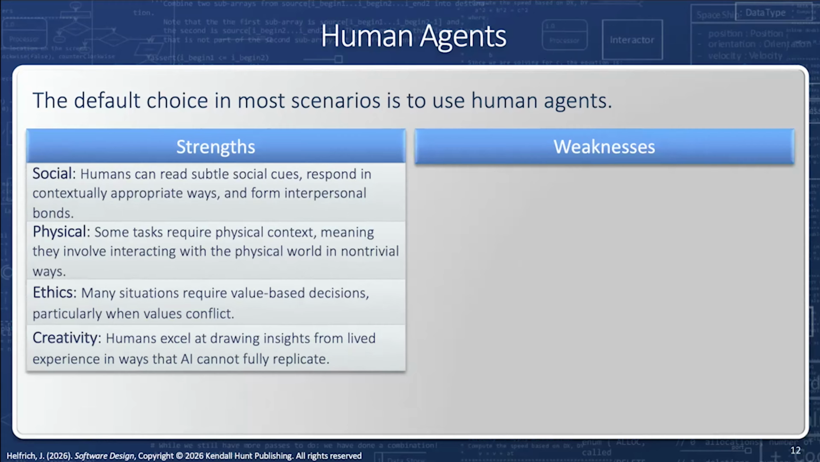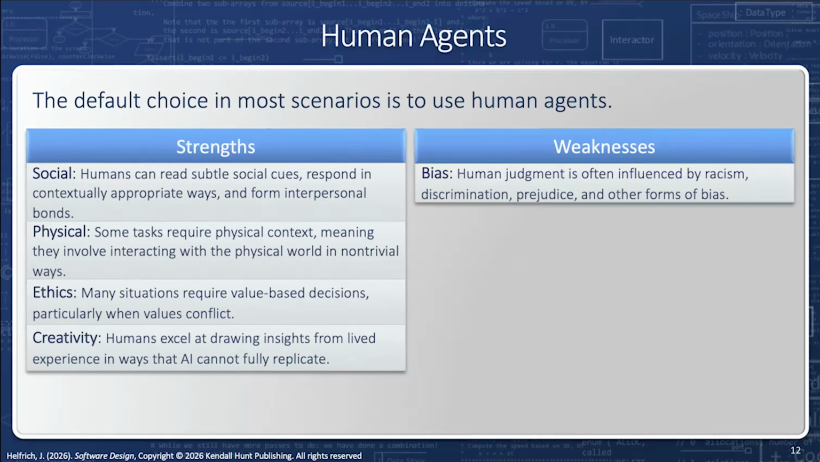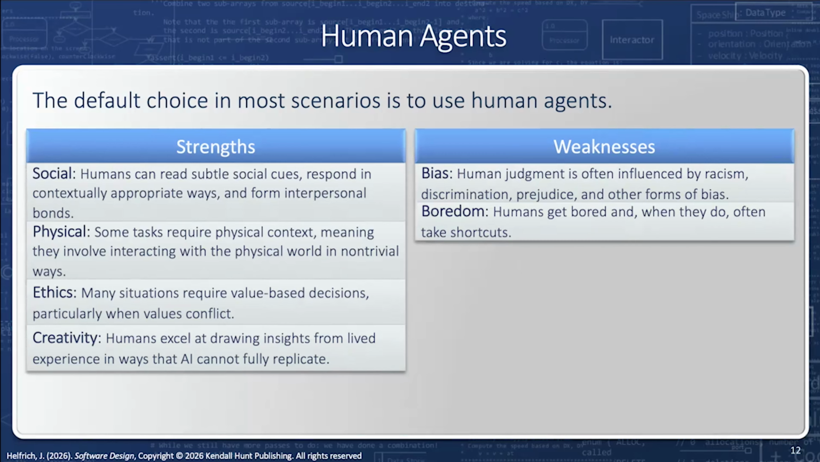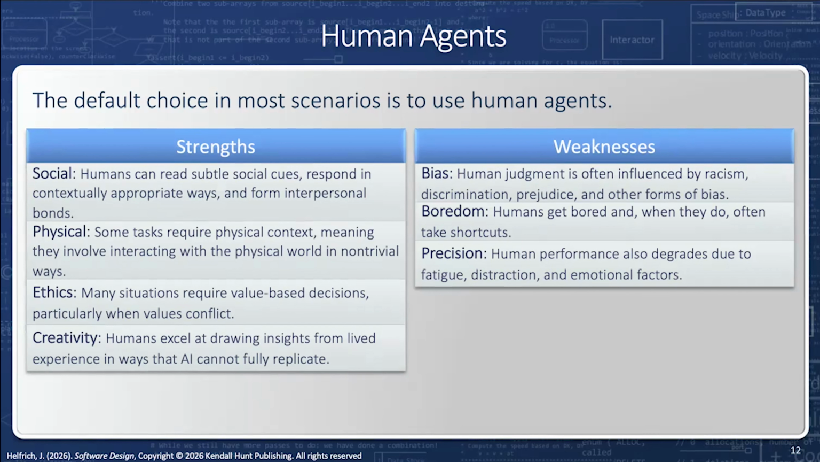Now, of course, human agents have a few weaknesses. The biggest is perhaps bias. Human judgment is often influenced by racism, discrimination, prejudice, and other forms of bias. As a result, it can get difficult for one person to objectively assess another. Humans get bored, and when they do, often take shortcuts. This tendency is especially pronounced in tedious and repetitive tasks. There's the precision aspect.